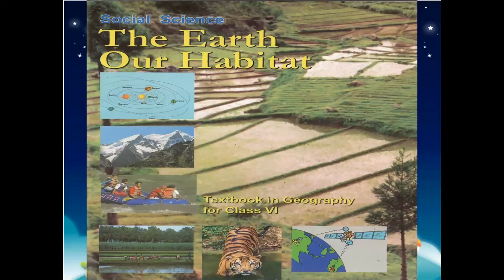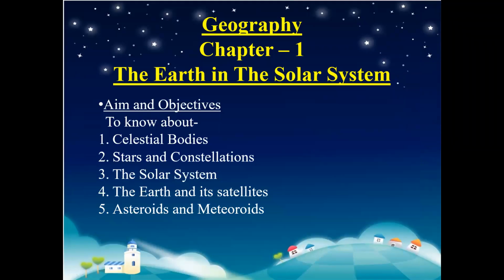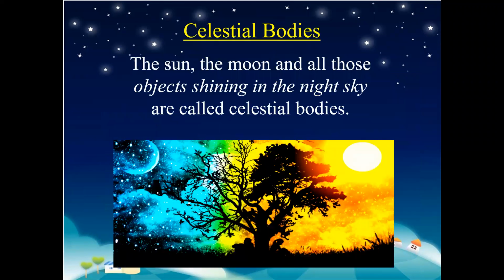Hello students, today we will do the explanation of geography, chapter 1, the earth in the solar system. In this chapter, we will do the following topics which include celestial bodies, stars and constellations, the solar system, the earth and its satellites, and asteroids and meteoroids. So let us proceed with the explanation.